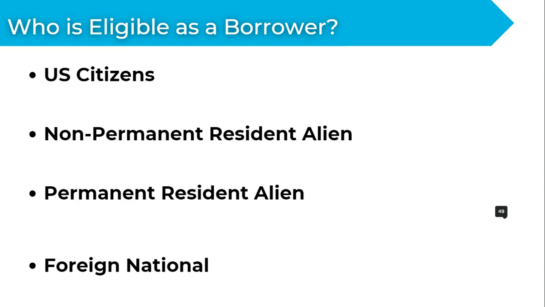Now, as far as who is eligible, U.S. citizens, non-permanent resident aliens, permanent resident aliens, and foreign nationals all can qualify for a DSCR loan. It's going to vary lender to lender on what the guidelines will be as far as the documentation needed. So just make sure if you fall into any of the categories besides U.S. citizen that you ask this up front. So one, you can gather your documents, and two, you can make sure that you do have the right documentation to be able to qualify.